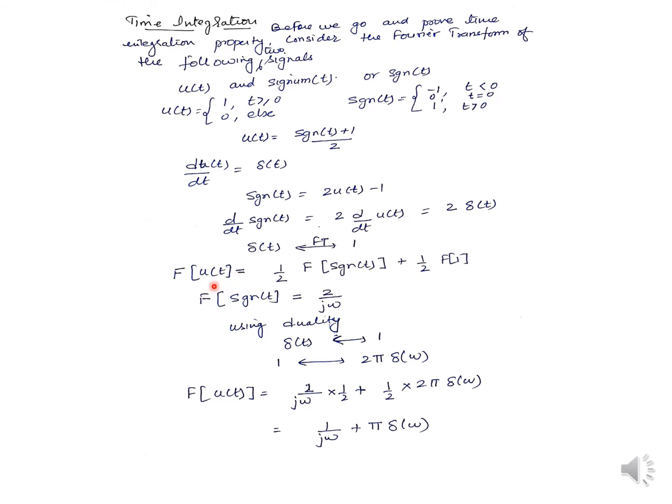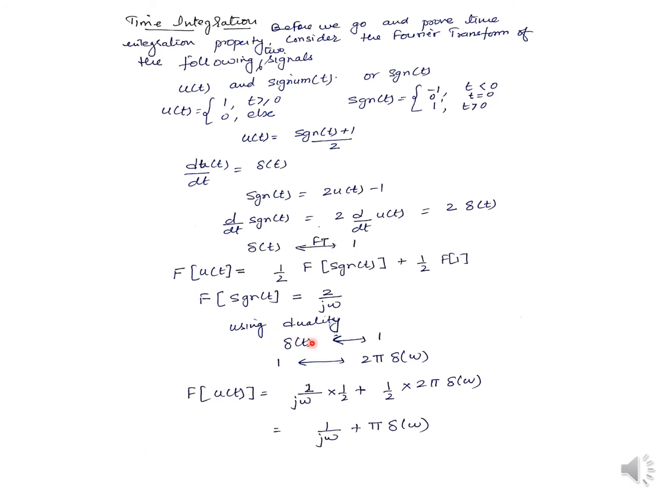So the Fourier transform of u(t) is equal to 1/2 of the Fourier transform of signum(t) plus 1/2 of the Fourier transform of 1. These are two signals, signum(t)/2 plus 1/2, so 1/2 is with both of them. So the Fourier transform of signum(t), using this, is 2 over j omega.